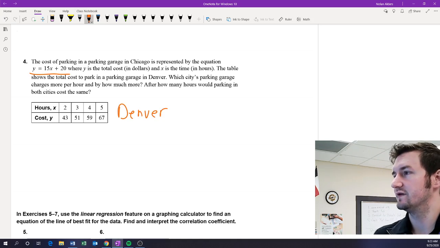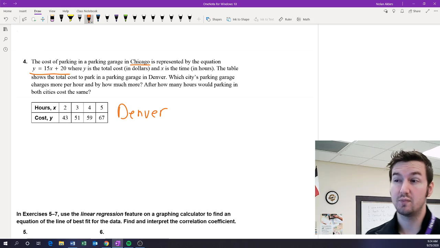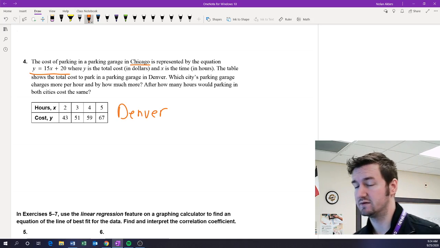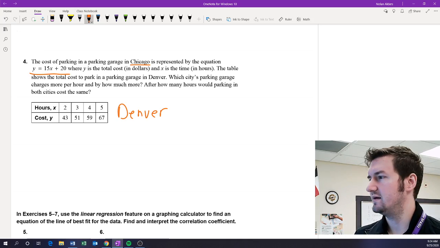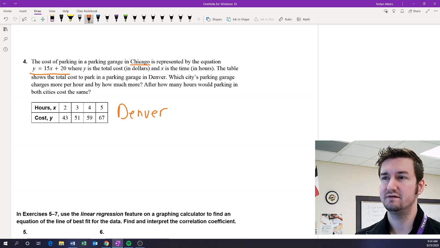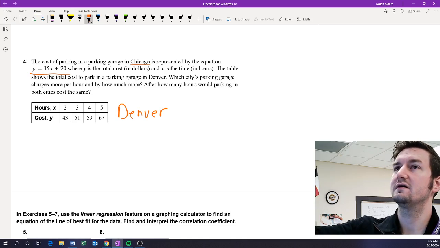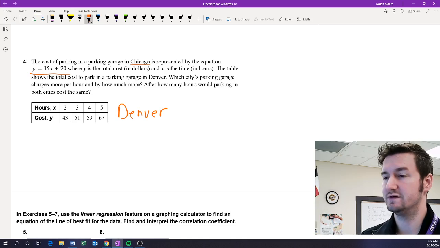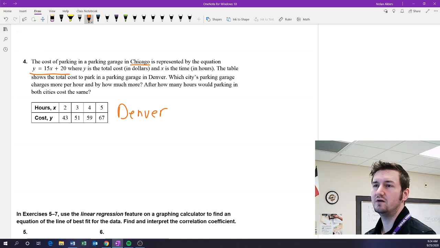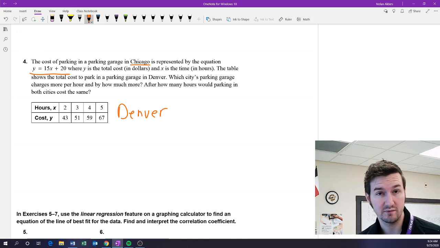And that equation was Chicago. Which city's parking garage charges more per hour, and by how much more? Okay, so to be able to answer that question, we're going to have to get an equation for Denver so that we can compare Denver and Chicago. We already know what the equation is for Chicago, so let's try to get an equation for Denver. Okay, so I think we can do this using kind of the same method we did before.